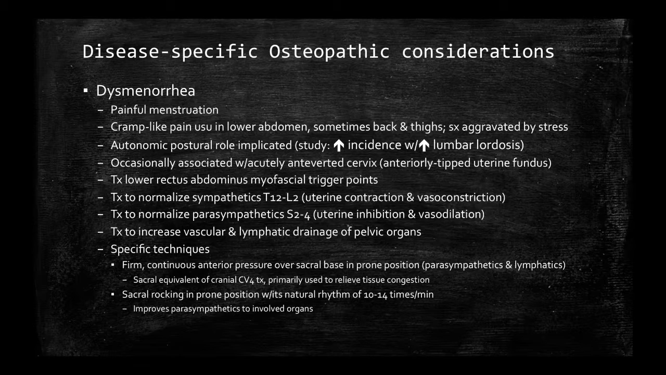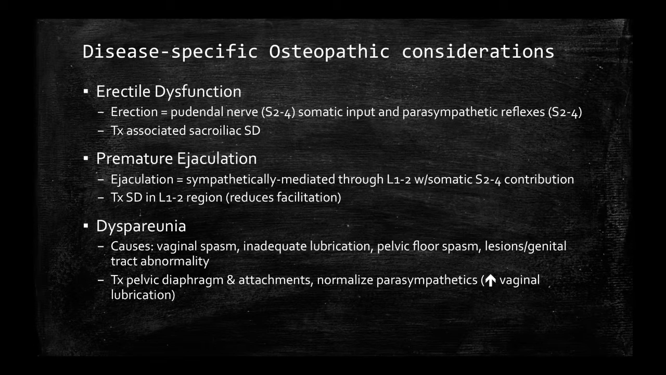Specifically, you can use a firm, continuous anterior pressure over the sacral base in a patient in the prone position, which works on the parasympathetic and lymphatic system. And this is a sacral equivalent of the cranial CV4 treatment, which was primarily used to relieve tissue congestion. So this can be very helpful in patients with a lot of tissue congestion in the pelvis. And also sacral rocking in the prone position, using the sacrum's natural rhythm of 10 to 14 times a minute. And this can improve parasympathetics to those pelvic organs involved.